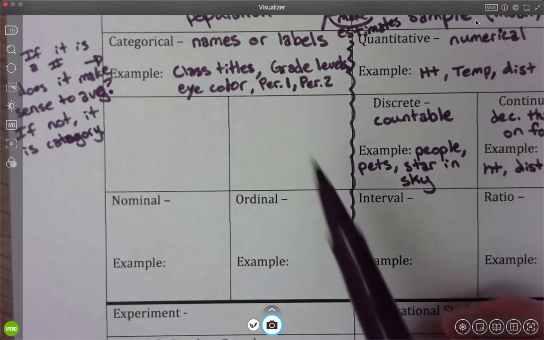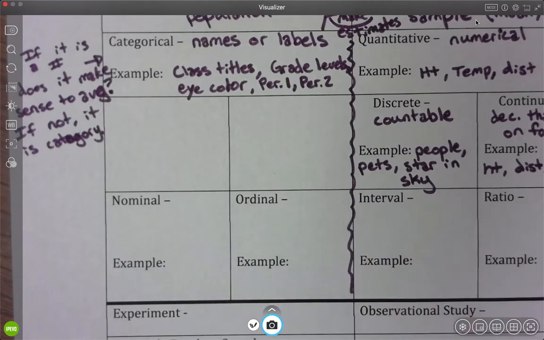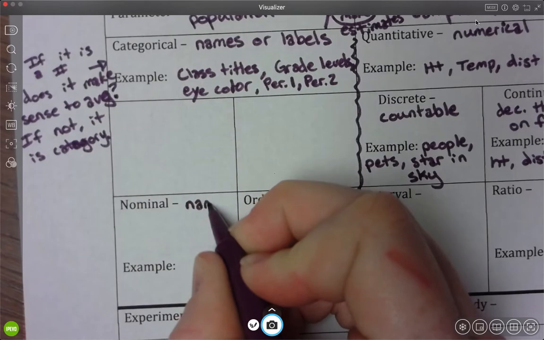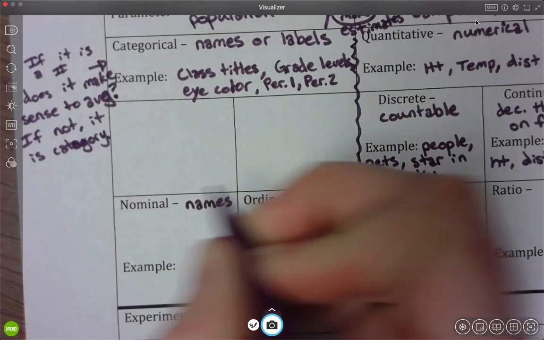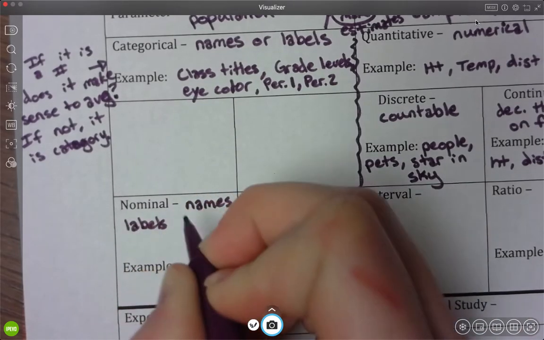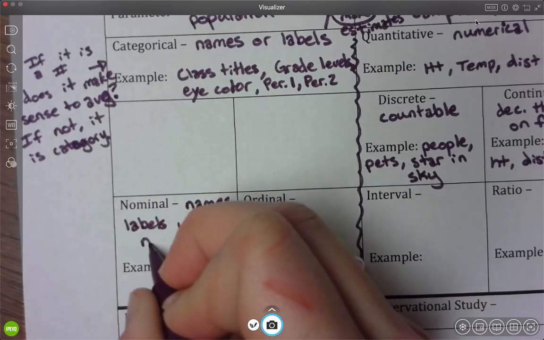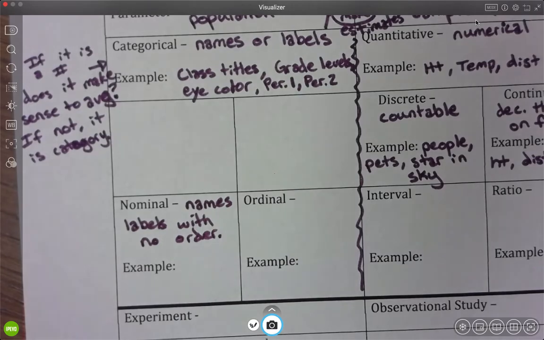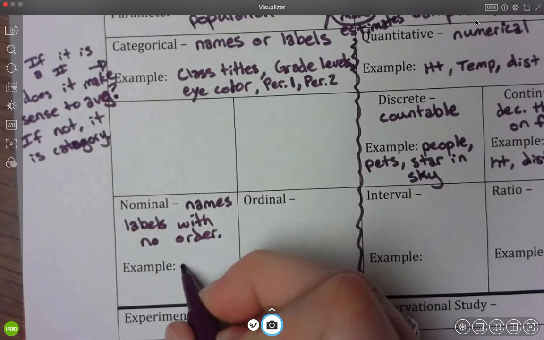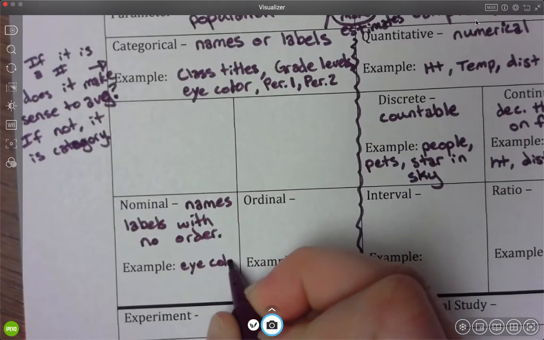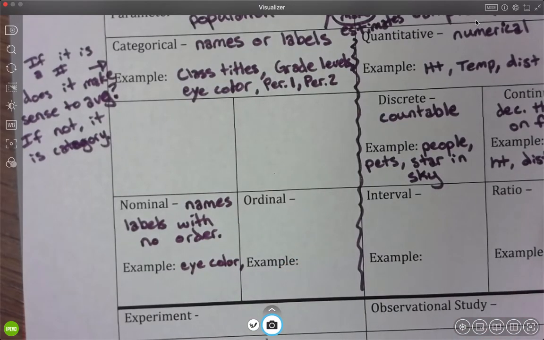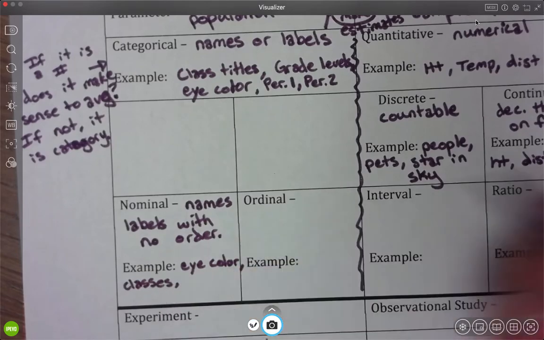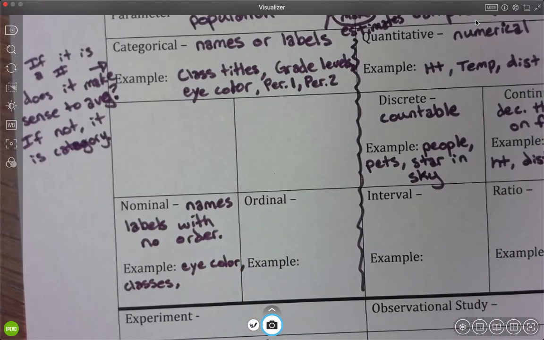Categorical data is going to either be nominal or ordinal. Okay, so nominal is just going to be names or labels that have no order. Names, labels with no order. So these would be like eye color, or maybe classes that you have that you're listing out. What else? Eye color, hair color.